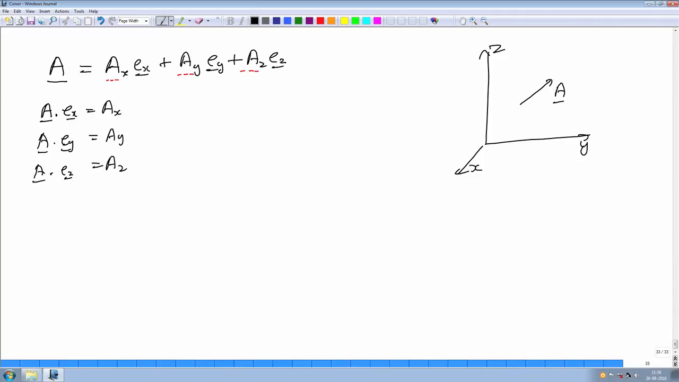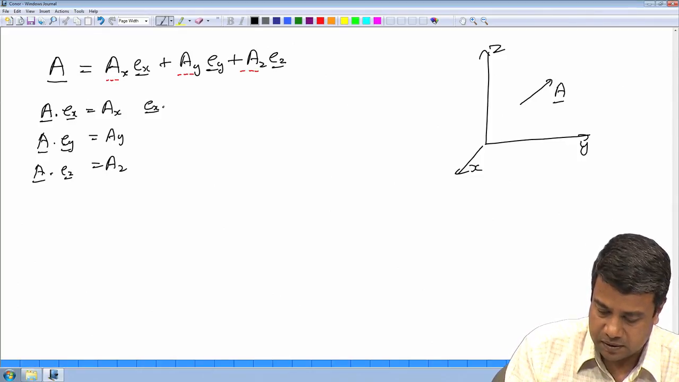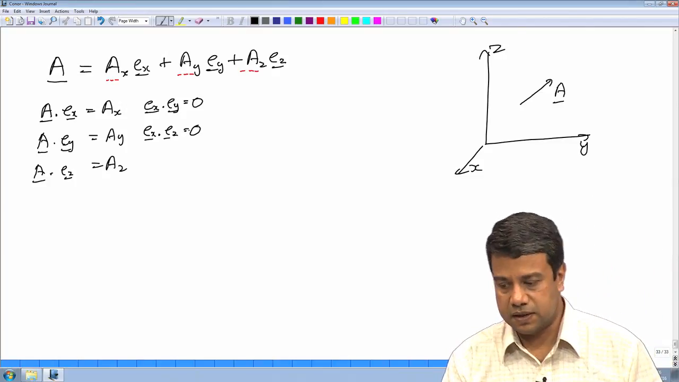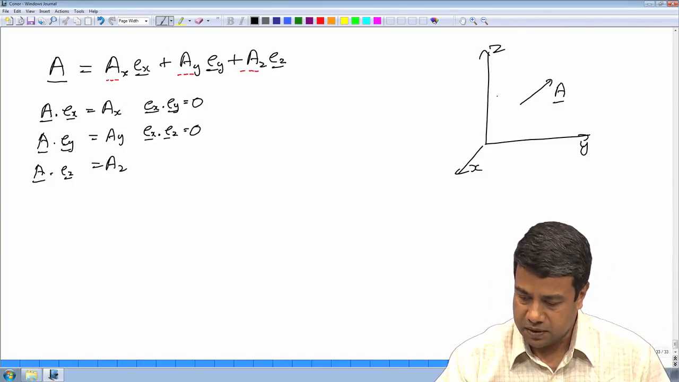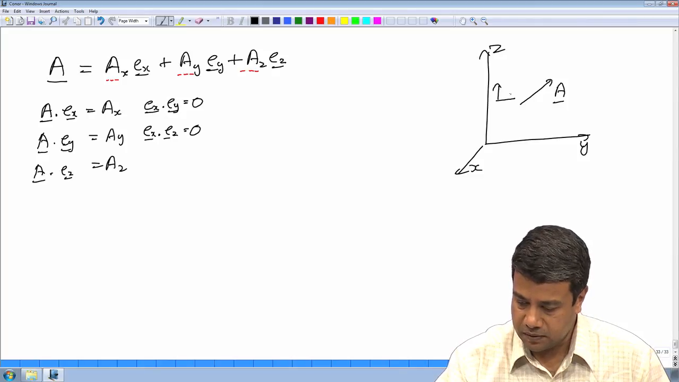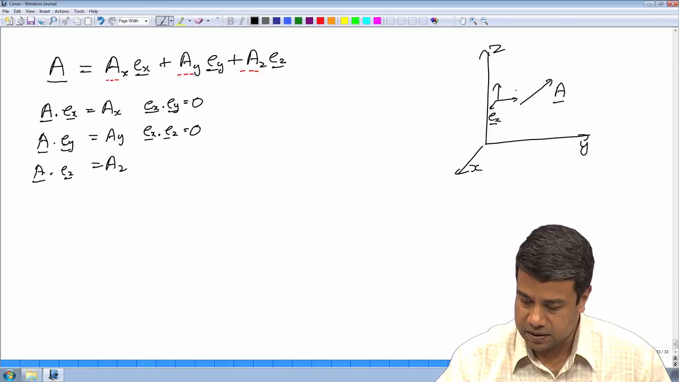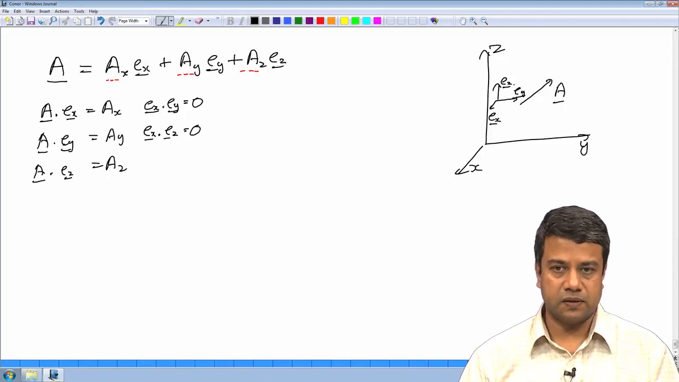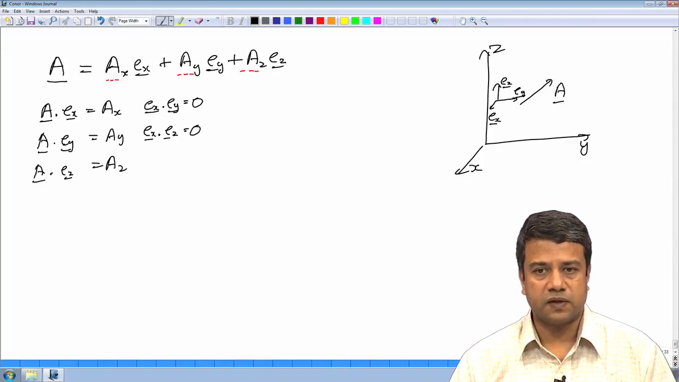The reason I get this is because these vectors are orthogonal. I know that Ex dot Ey is equal to 0. Ex dot Ez is equal to 0, and Ey dot Ez is equal to 0. So, they do form an orthogonal coordinate system. They are perpendicular to each other, Ex, Ey, Ez. They are all perpendicular to each other. So, if I dot any two of them, I will get 0.